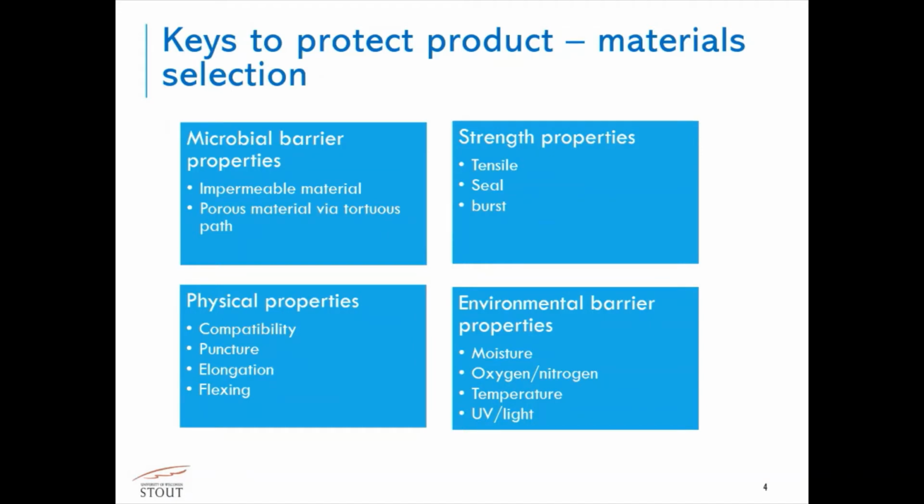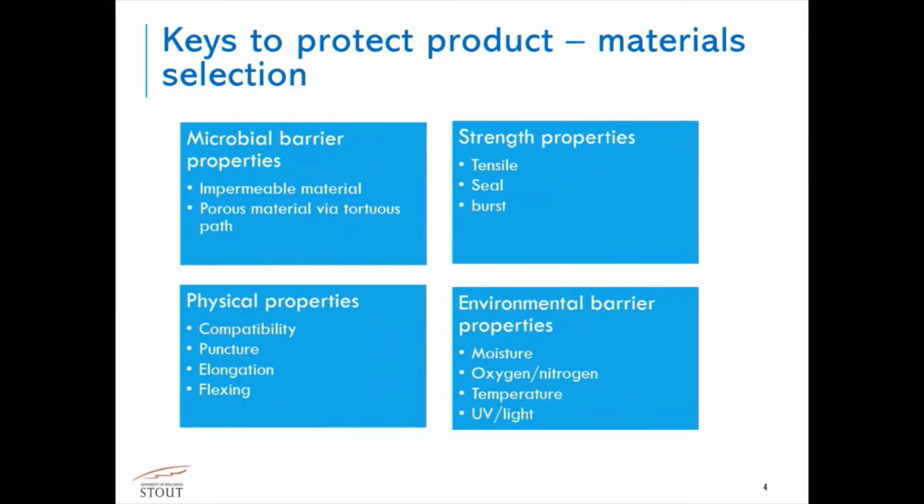Number one is the sterile barrier system. The materials or packaging we design or develop need to provide microbial barrier properties. We need to protect the medical device from bacterial microorganisms. For that, we have two main categories of materials: impermeable materials, which provide the microbial barrier properties, or porous, sometimes called breathable, materials, which provide that microbial barrier property through a tortuous pathway.